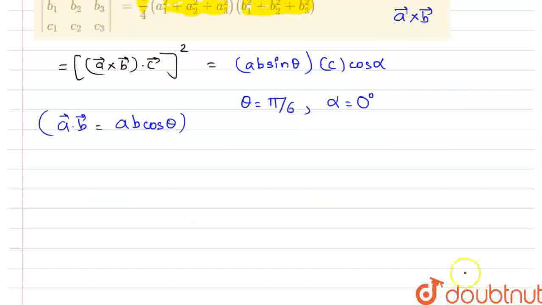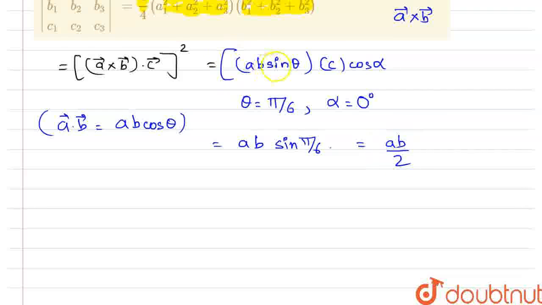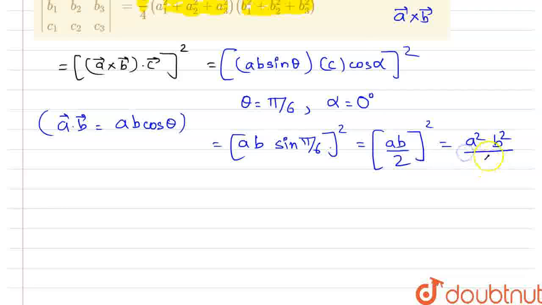So we can put these values here. We will put the value of C as 1, and in place of AB, sine of pi by 6, and the value of cos alpha, that is cos 0 degree, will be equal to 1. Now sine pi by 6, that is sine 30 degree, will be equal to 1 by 2. So we will have AB by 2, and we had a square here, so we'll also have a square here. So we got this value as equal to A square into B square divided by 4.